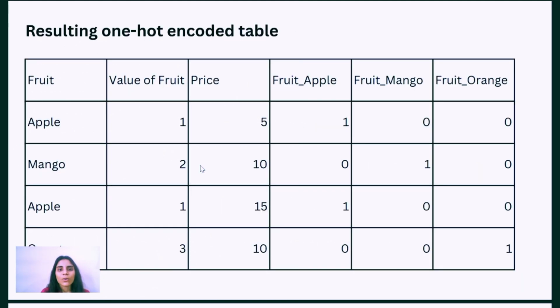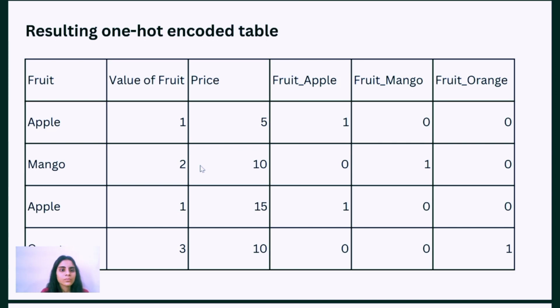So the resulting one hot table is: fruit names apple, mango, apple, orange, then value of fruit and price is given. Then fruit apple after encoding is 1, fruit mango is 0 and fruit orange is 0. So this is the encoding: 1 0 0, 0 1 0, 1 0 0, and 0 0 1. This shows which fruit exists in that particular row.